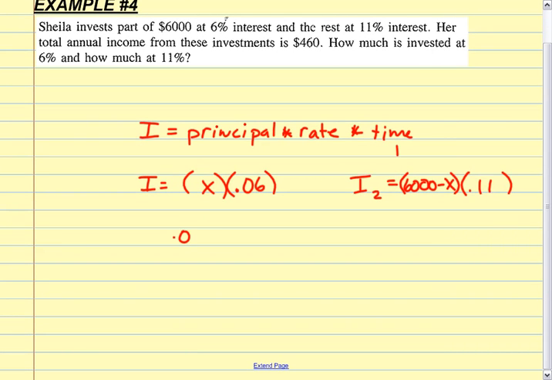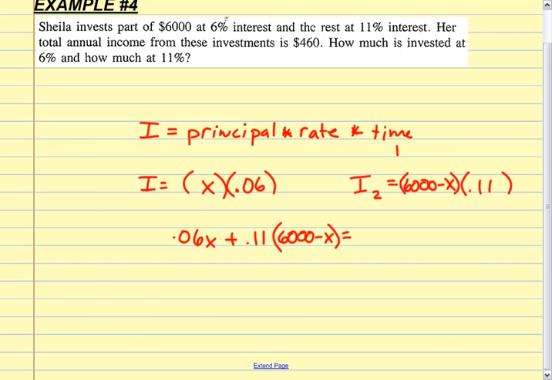Okay, can I just write 0.06x? Is that all right? Yeah. Okay. And then plus 0.11 times 6,000 minus x. But when I add those two things together, what do I get?